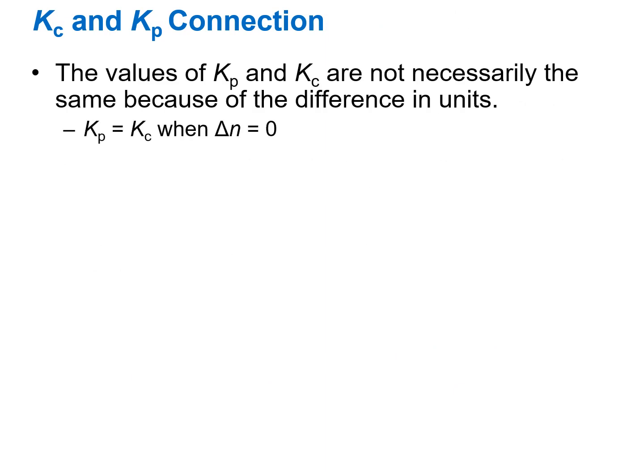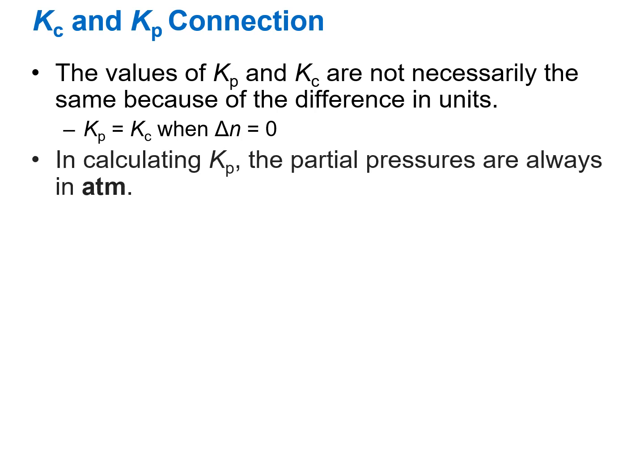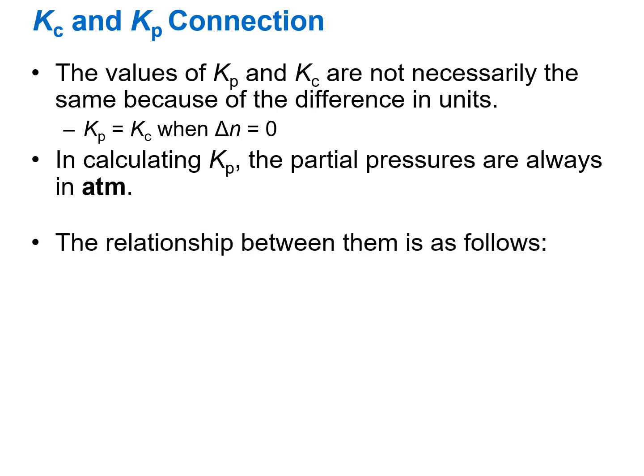Now, the values of these two equilibrium constants, one based upon concentration and the other based on partial pressure, are not necessarily going to be the same because there's going to be a difference in units. What we do get is an equality between the two when the difference in the moles of the products and the reactants is equal to 0. All right, so when we use partial pressure to calculate the equilibrium constant, we have to make sure that the units that we're using are atmospheres. And the relationship between them will be as follows.